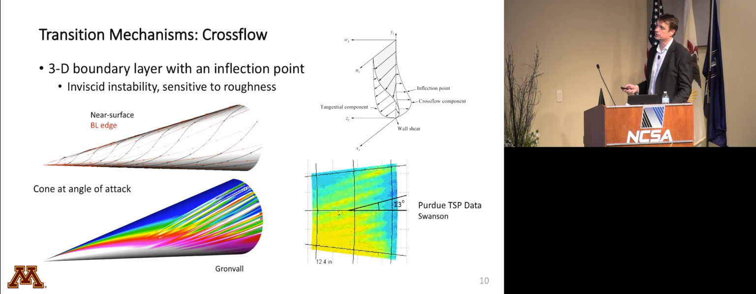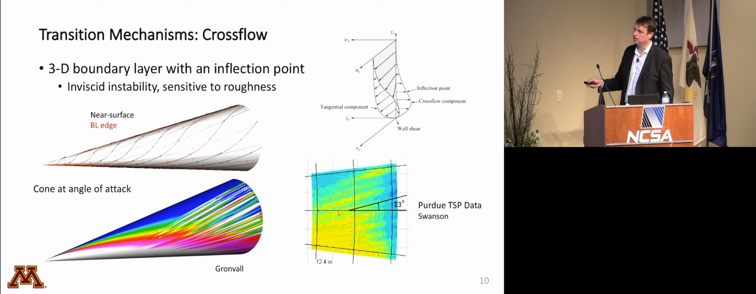I showed another example. This is crossflow, and I showed this cone before. And this is a result of, so this is a cone at angle of attack as an example, but basically it's because in some cases the boundary layer is three-dimensional and it has an inflection point. And you can see that really clearly here because what's plotted in this image is the black lines are near surface streamlines, and the red lines are boundary layer edge streamlines. And you can see that the near surface streamlines respond to the pressure gradient, the high pressure on the windward side and low pressure on the leeward side.